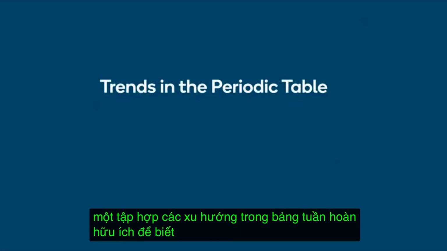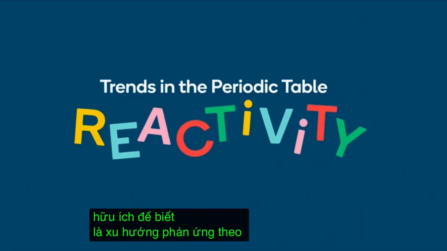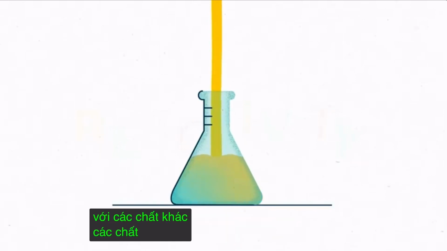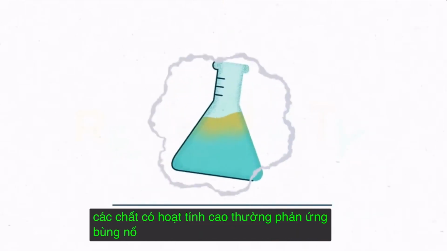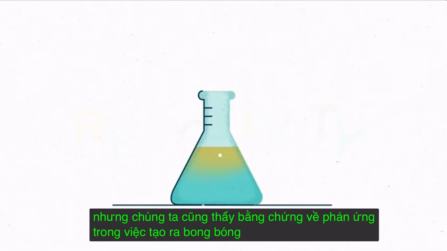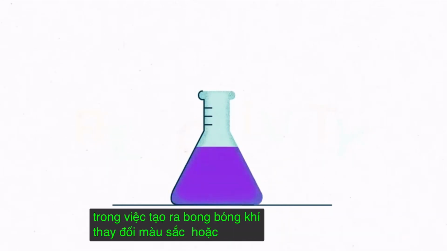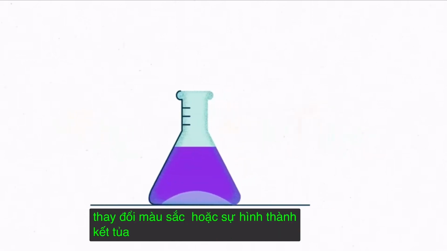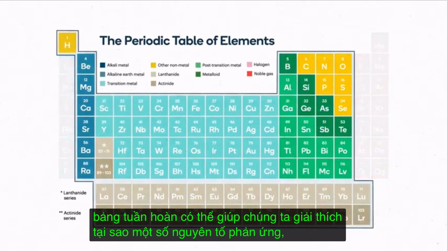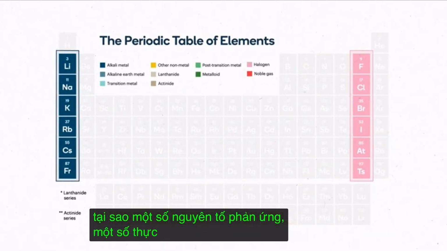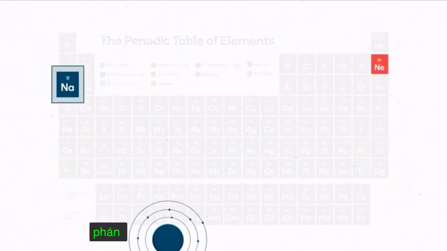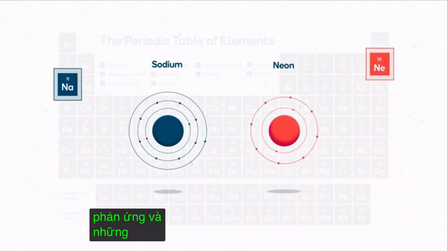Helpful to know is the trends for reactivity, the way that one substance chemically interacts with other substances. Highly reactive substances often react explosively, but we also see evidence of reactivity in the production of gas bubbles, a change in color, or the formation of a precipitate. The periodic table can help us explain why some elements are reactive, some are really reactive, and others are just not. Let's begin our story by looking at why sodium is reactive but neon isn't.